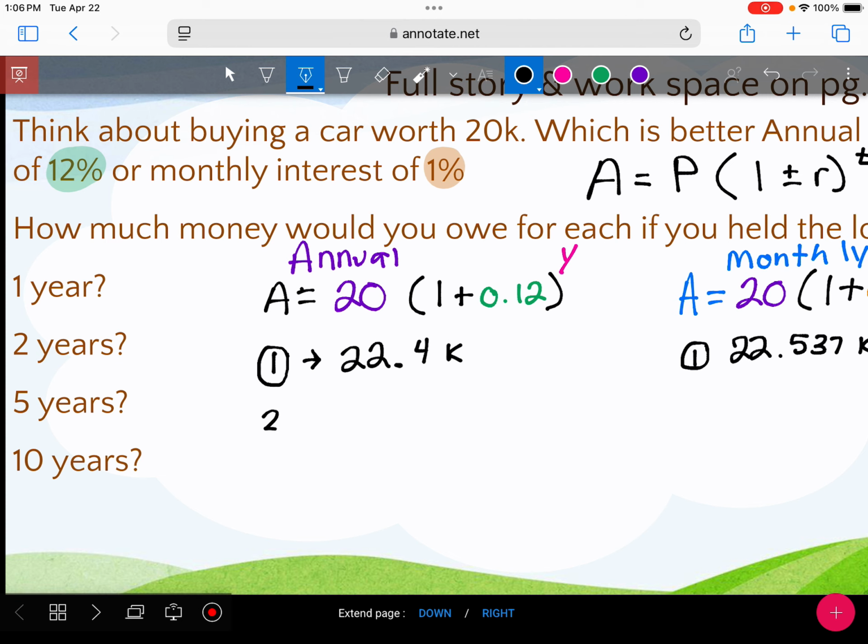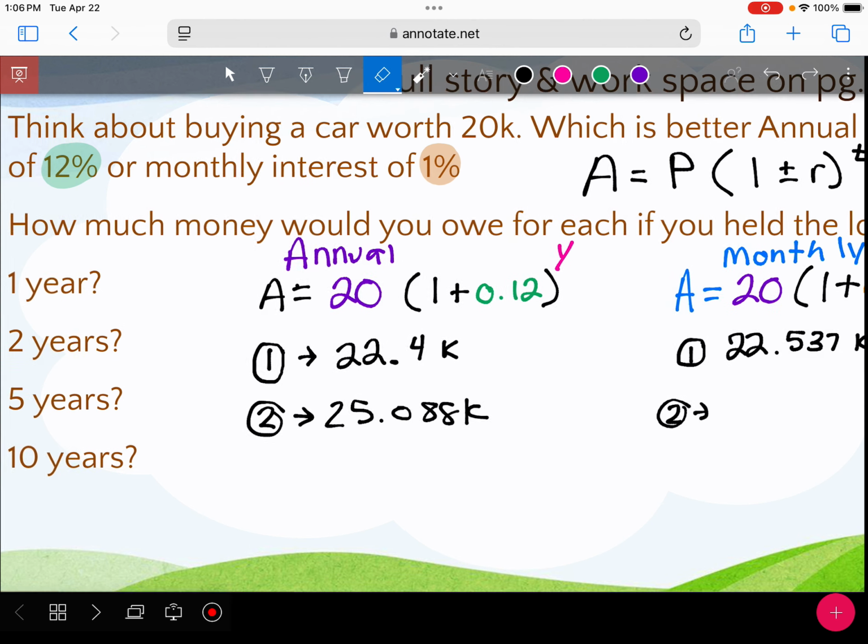What do we get for 2 years on both of these? Yeah, you both are jotting down good numbers. I could hear you both. You're doing great. So our annual account, we have our 25,088.088K. You can do it like that, or you can say that's $25,088 because we have enough decimal places now we can see it. Either way is totally fine.